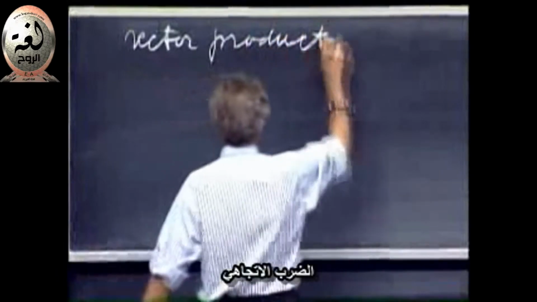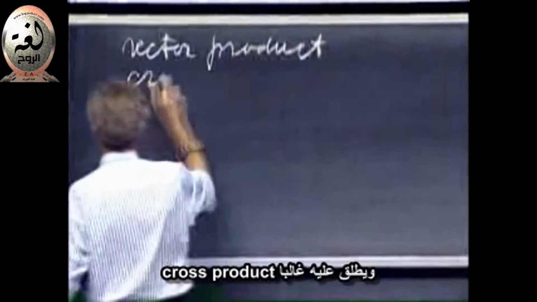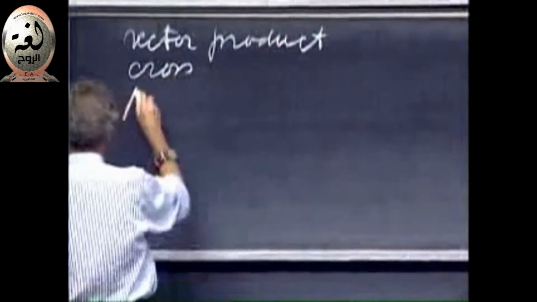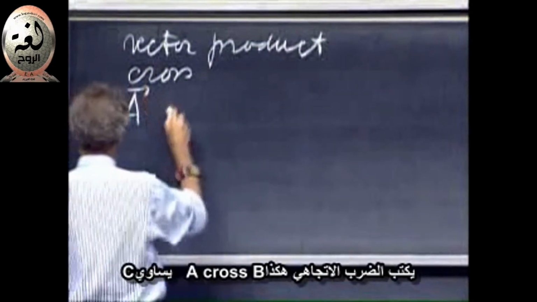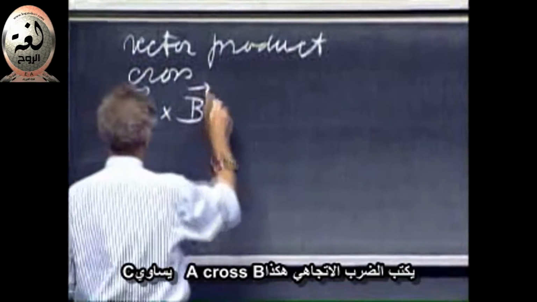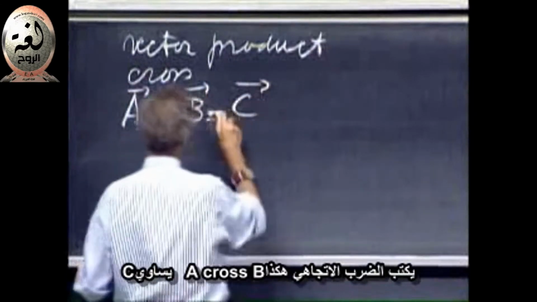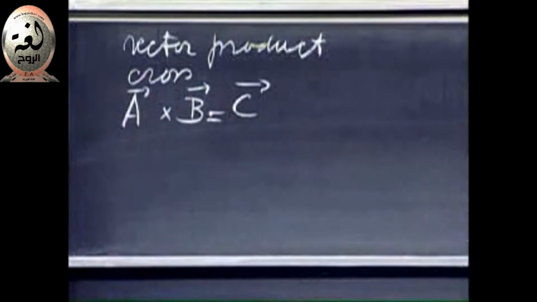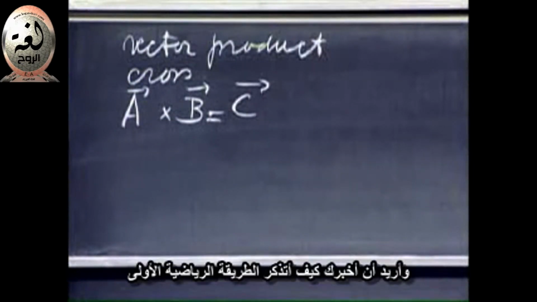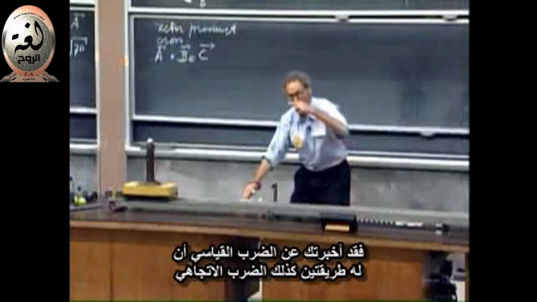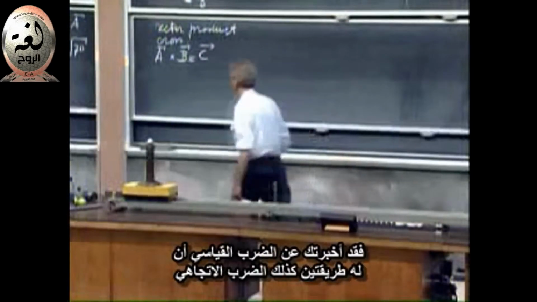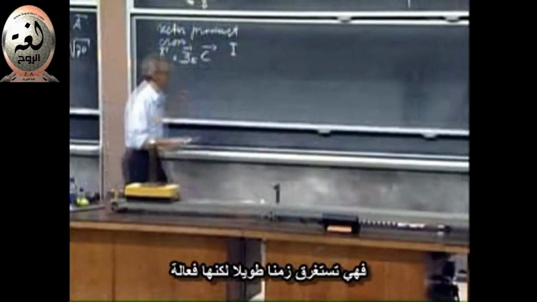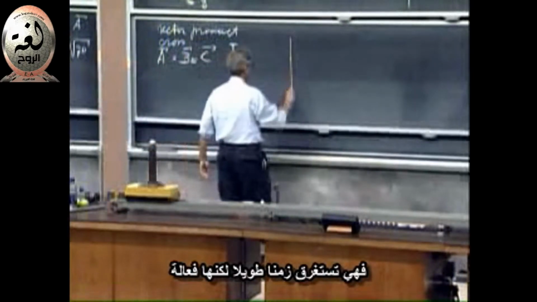Or also called, most of the time I refer to it as the cross product. The cross product is written like so: A cross B equals C. It's a cross, very clear cross. And I will tell you how I remember, that is method number 1. I'm going to teach you, just like with the dot product, 2 methods. I will tell you method number 1, which is the one that always works. It's time consuming, but it always works.